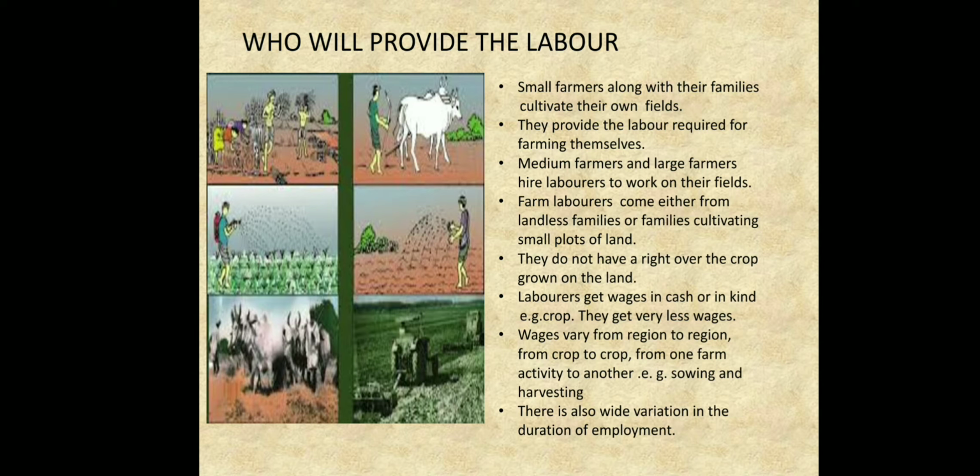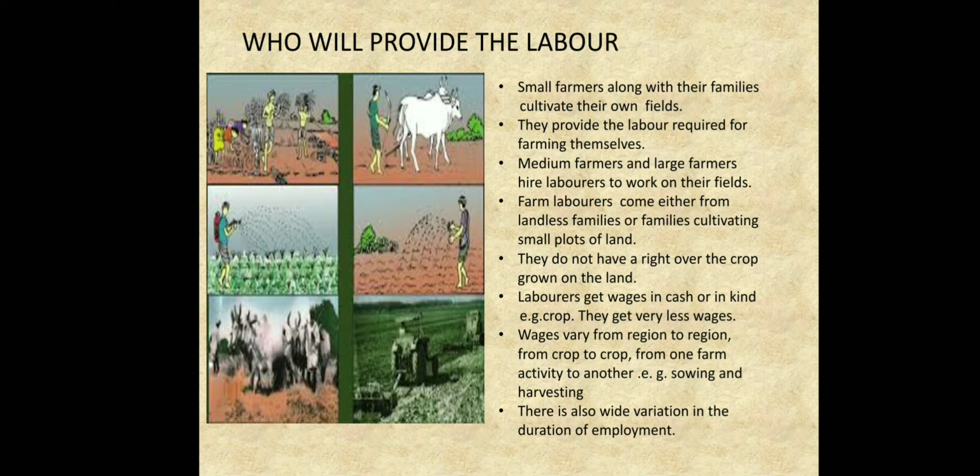Farm laborers come either from landless families or families cultivating small plots of land. Unlike farmers, farm laborers do not have a right over the crops grown on the land. Instead, they are paid wages by the farmer for whom they work. Wages can be in cash or in kind, for example, crop. Sometimes laborers get meals also.